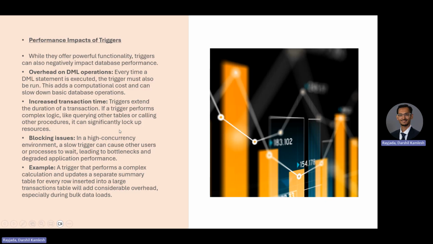So I'll explain the performance impact of triggers. First, overhead on DML operations. Whenever a DML statement executes, the triggers must also run, and it will add a computational cost and slow down your system. Triggers also extend the duration of transactions. So if a trigger performs complex logic, like querying other tables or calling a procedure, it can significantly lock up resources. Blocking issues, again, in a ticketing system, as I mentioned, a slow trigger can cause other users' processes to wait, and it will lead to application performance issues.